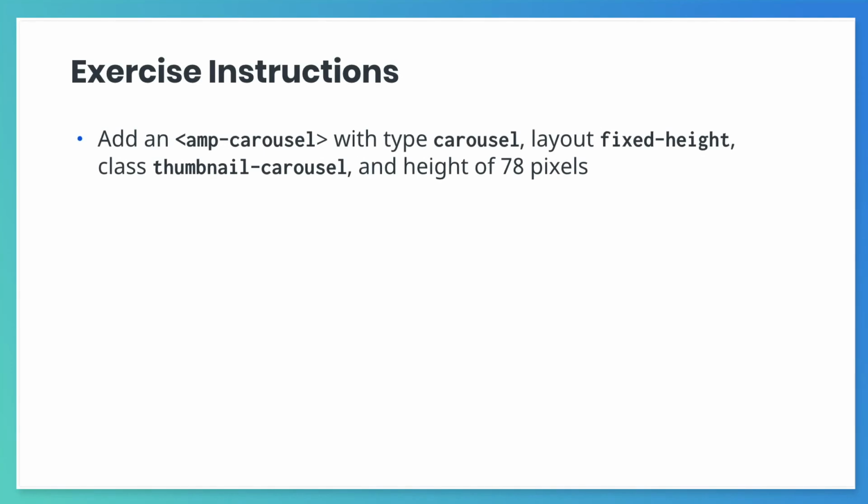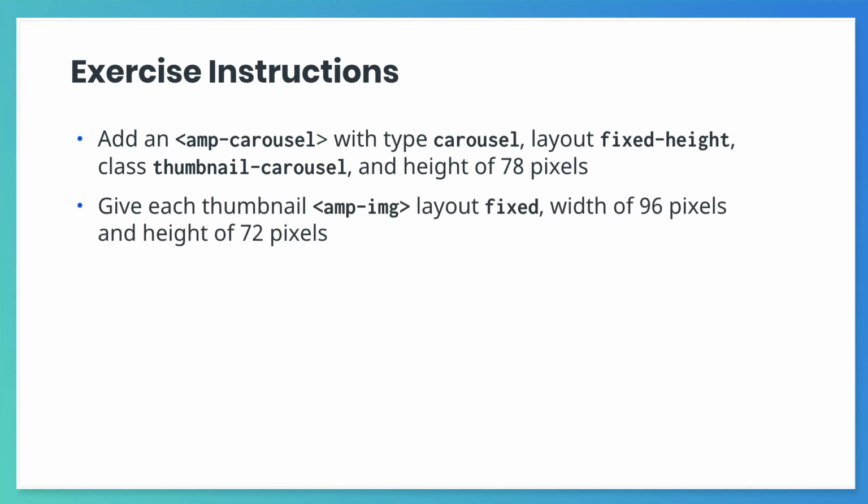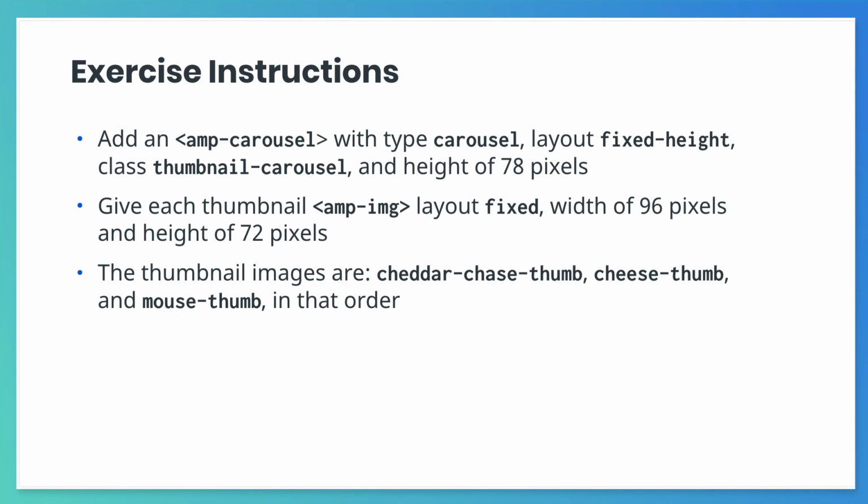Now, let's add that new thumbnail carousel. You'll use the smaller images in the assets folder. First, add an AMP carousel and give it type carousel, a layout of fixed-height, the class thumbnail-carousel, and a height of 78 pixels. Give each thumbnail AMP image a layout of fixed, a width of 96 pixels, and a height of 72 pixels. The thumbnail images are called cheddar-chase-thumb, cheese-thumb, and mouse-thumb in that order.